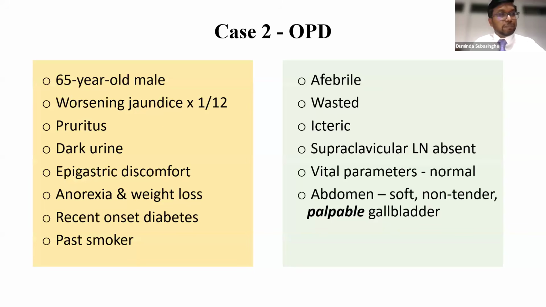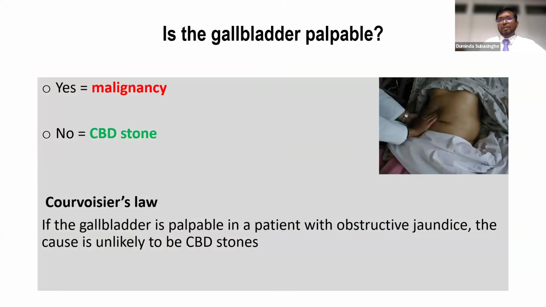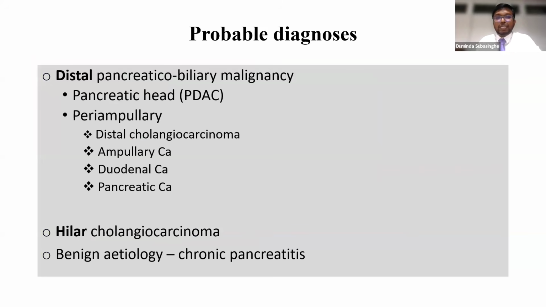Very briefly, case number 2: a 65-year-old patient with worsening jaundice in the background of anorexia and weight loss, with recent onset diabetes, who was a past smoker, for a 1 month duration. There's a palpable gallbladder in an obstructive jaundice on examination. So, is the gallbladder palpable? Yes. In that case, you know Courvoisier's law, this looks like a malignant biliary obstruction due to one of the causes which we have mentioned here, most likely, right?